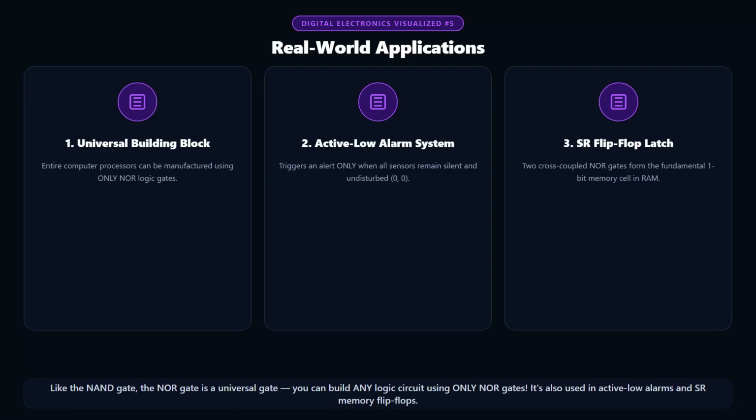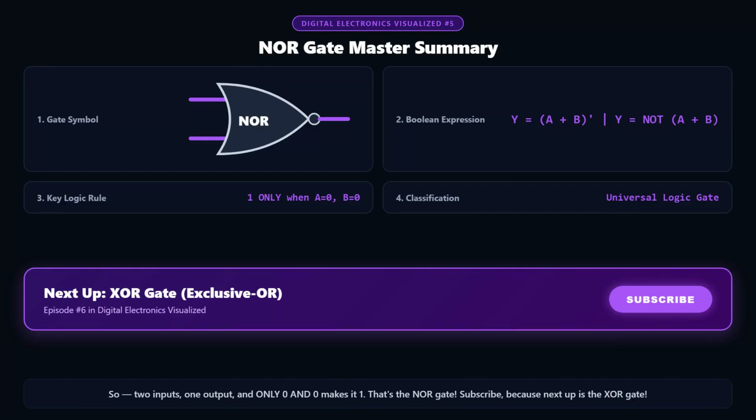Like the NAND gate, the NOR gate is a universal gate. You can build any logic circuit using only NOR gates. It's also used in active low alarms and SR memory flip-flops. So: 2 inputs, 1 output, and only 0 and 0 makes it 1.